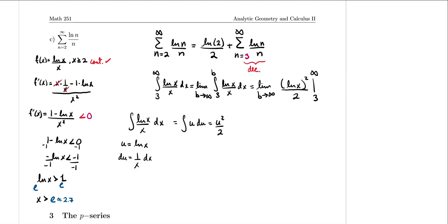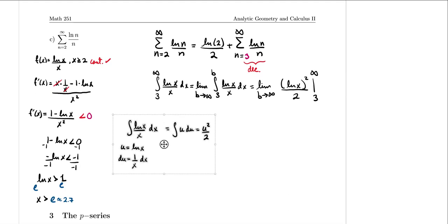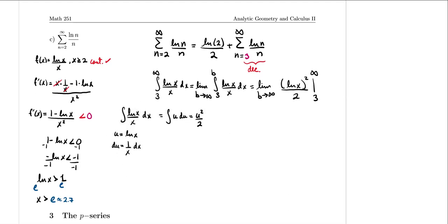Okay, so let's continue on here. So evaluating our limits, oops, again, this one should have been a b. I'm getting a little bit carried away. Alright, so for this one, we're going to have the limit as b approaches infinity of the ln of b squared over 2 minus the ln of 3 squared all over 2.